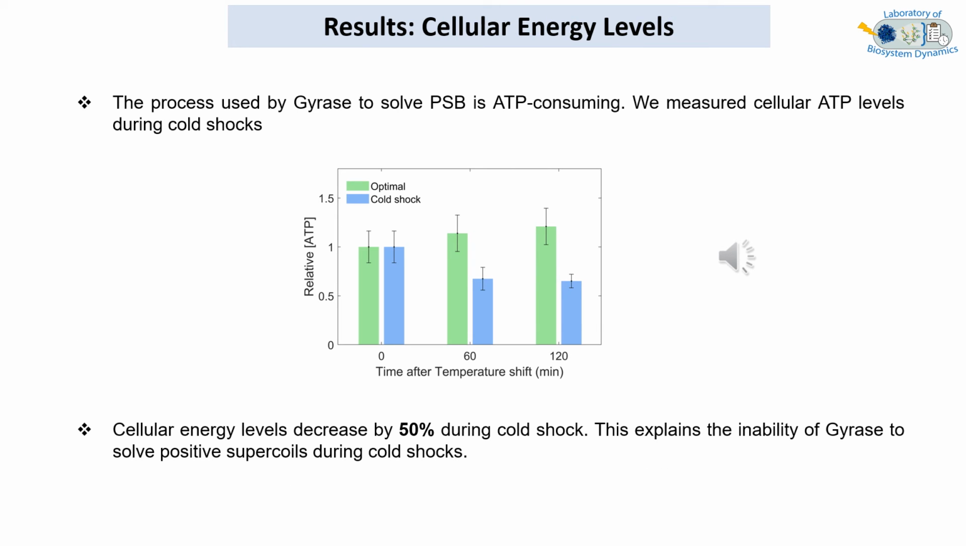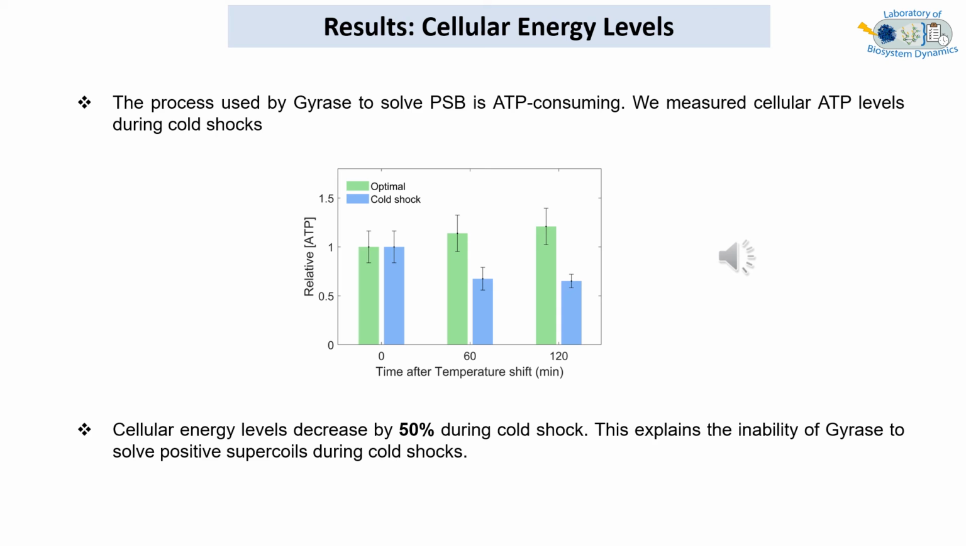So why would a cell be accumulating positive supercoils but not negative? The main difference, as we said in the beginning, between the two processes, one of the main differences at least, is that solving positive supercoiling is ATP dependent. It consumes ATP. So it is plausible that there's something not normal in ATP levels when compared to optimal conditions. And so we tested that.